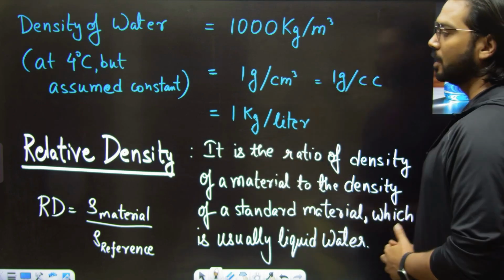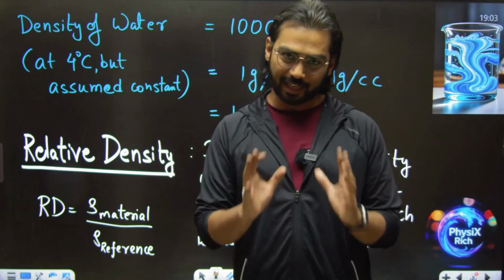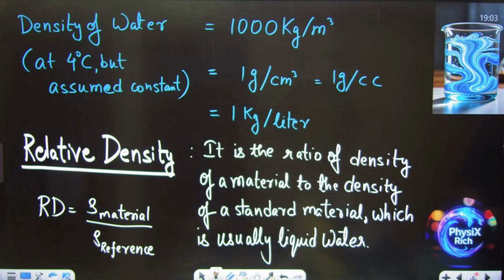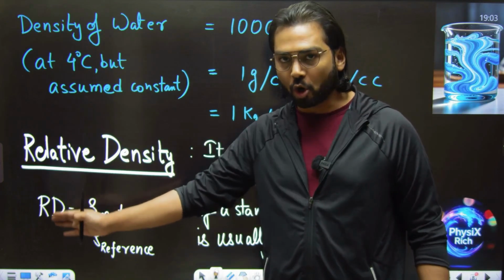Relative density. This is a relatively new term. Relative density is defined as the ratio of the density of a material to the density of a standard material, which is usually liquid water. RD is short for relative density.